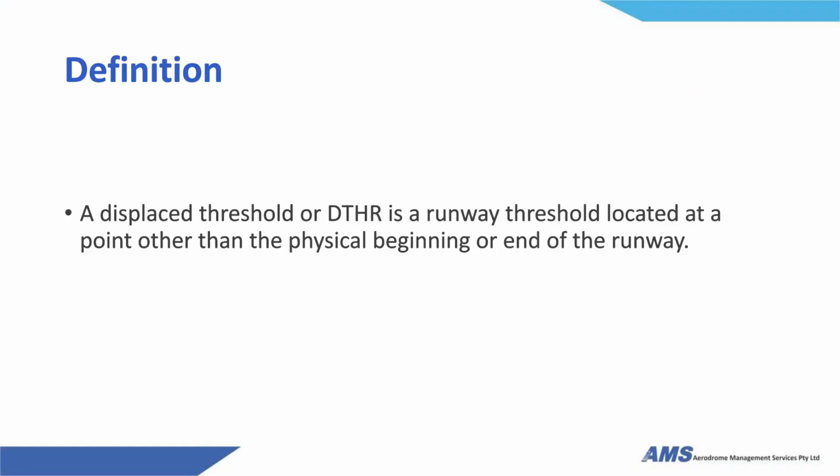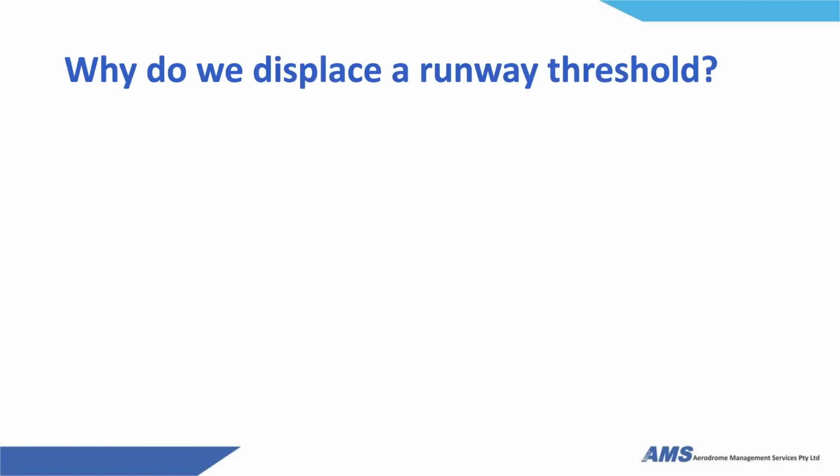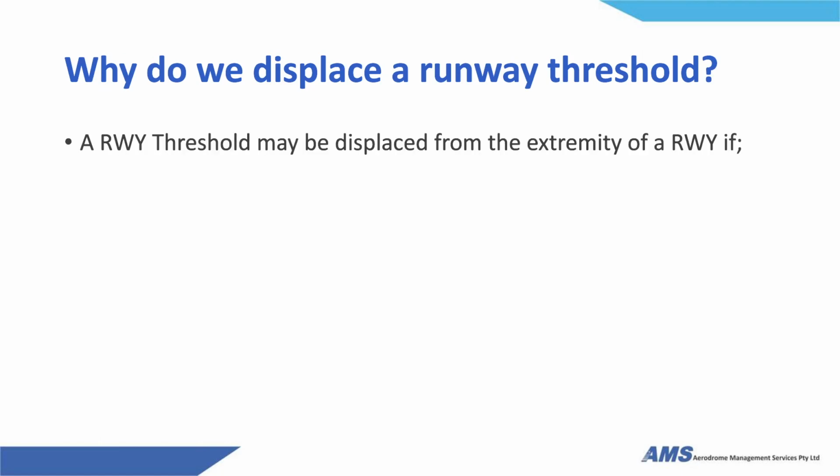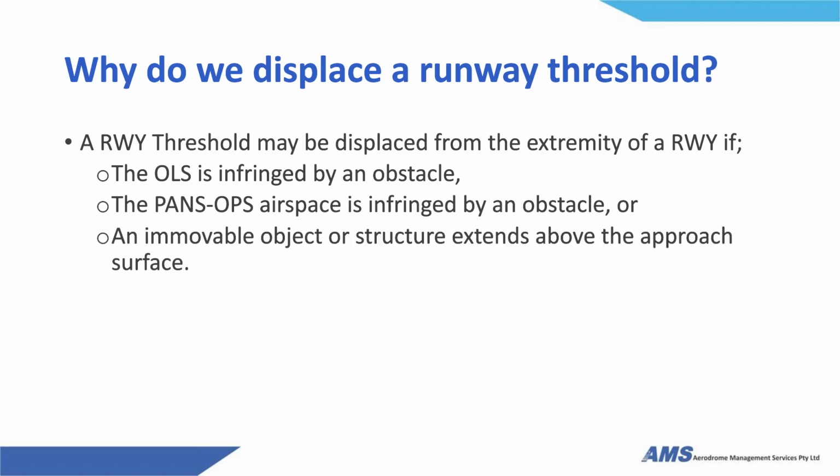Welcome to Displaced Thresholds. By definition, a displaced threshold is a runway threshold located at a point other than the physical beginning or end of the runway. In other words, it's shortening of the runway from the arrival end. Why do we displace a runway threshold? A runway threshold may be displaced from the extremity of a runway if the obstacle limitation surface is infringed by an obstacle, the PANS-OPS airspace is infringed by an obstacle, or an immovable object or structure extends above the approach surface.